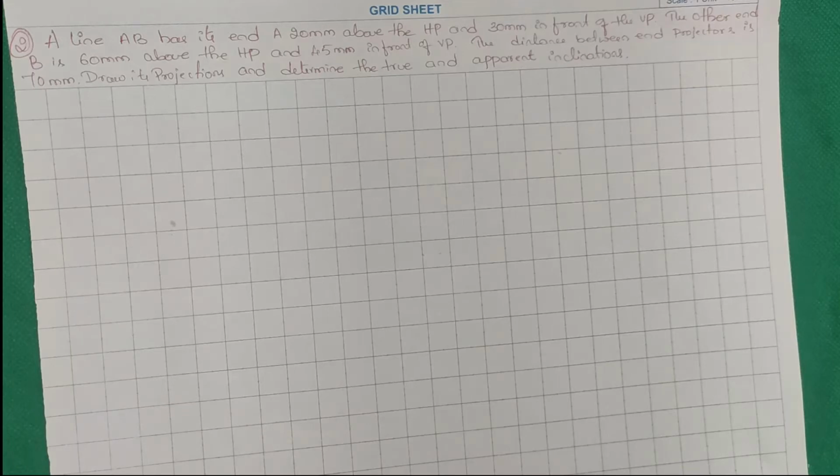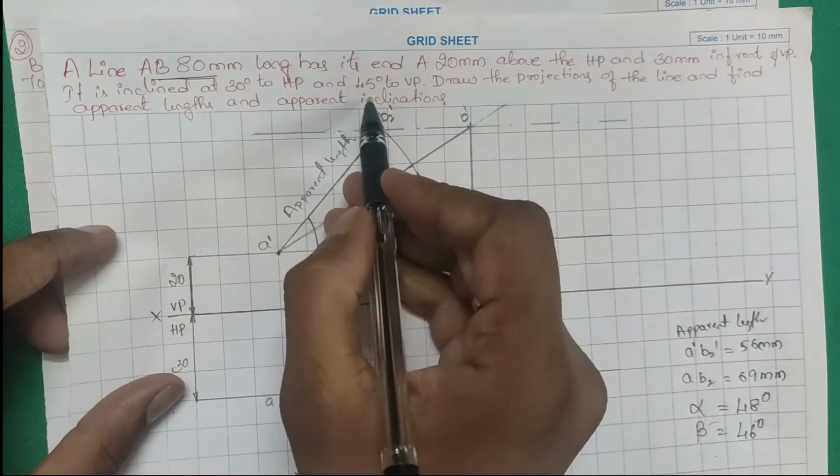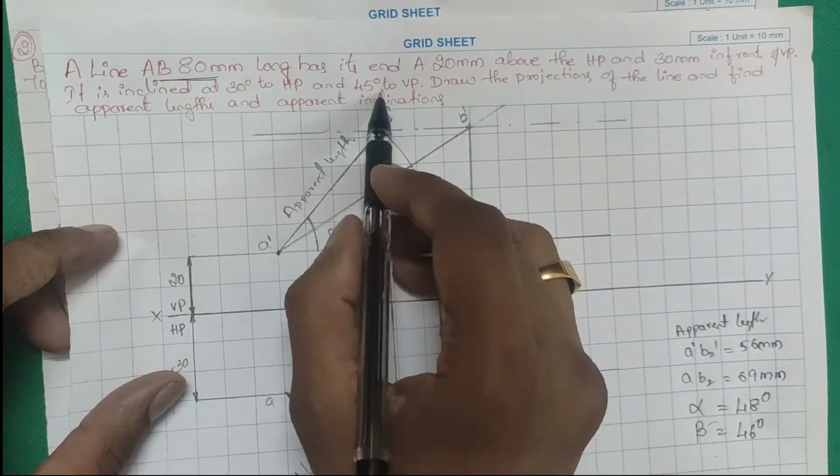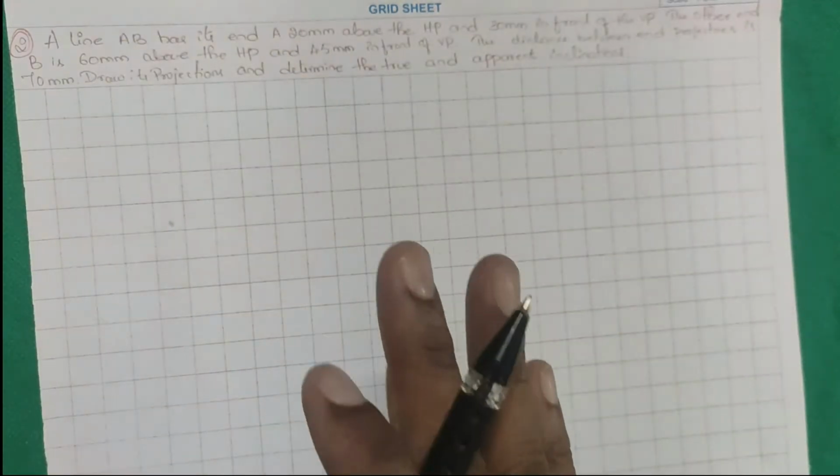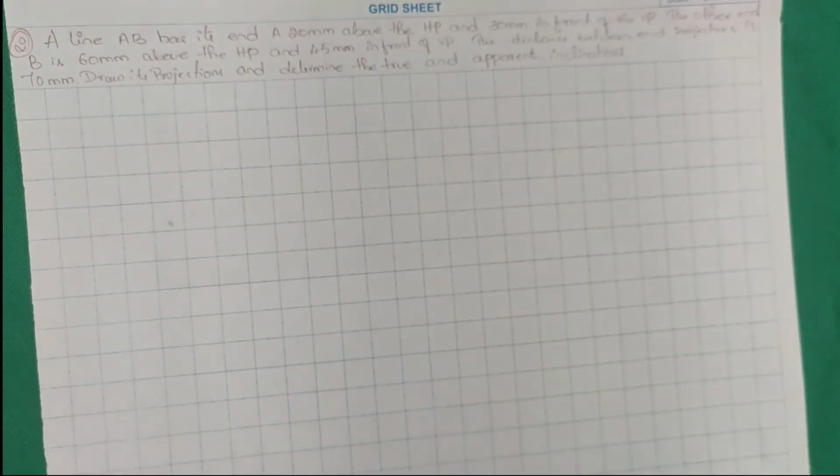Hi. So there is a very small difference between the first problem and the second problem. In the first problem, they have given two angles. But in this problem, instead of angles, they have given a length. They have given the points in front of VP and above HP, and they have given an end projector distance. How to solve, we shall see.